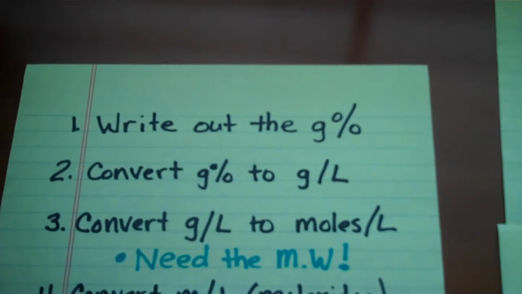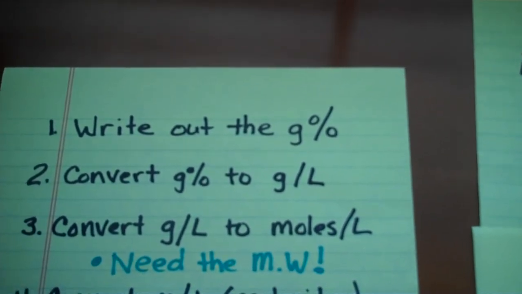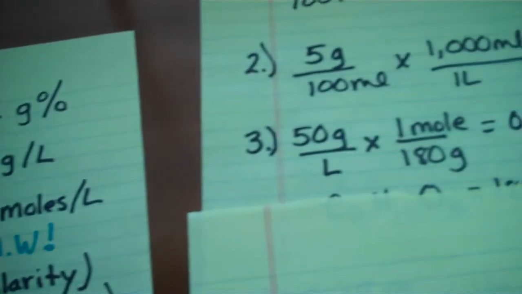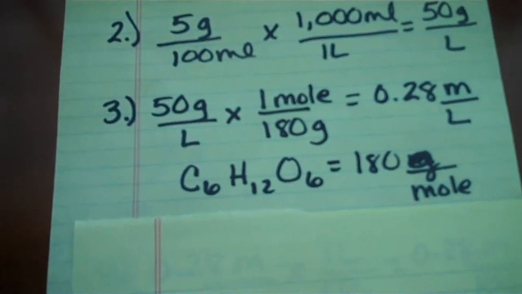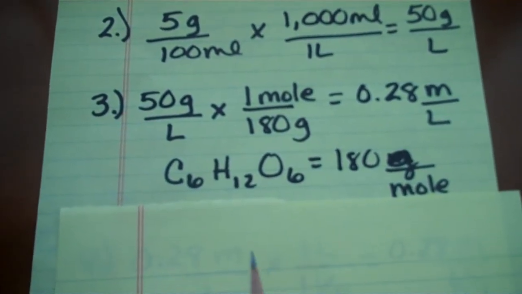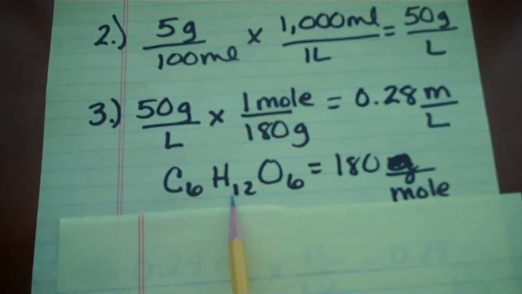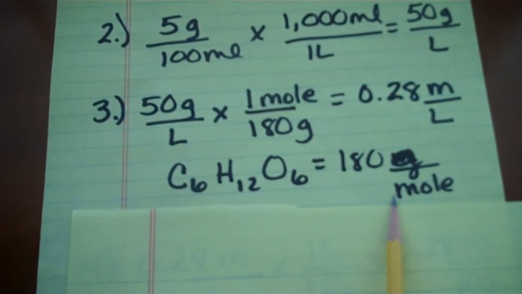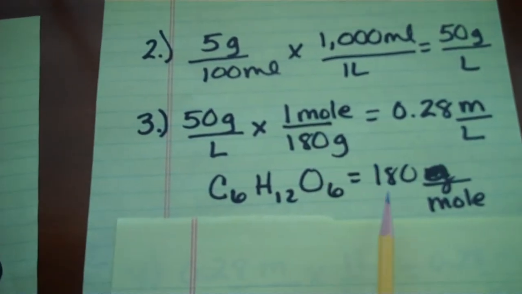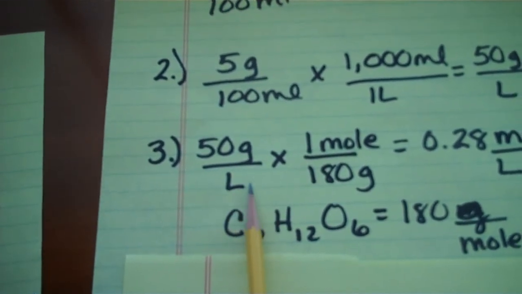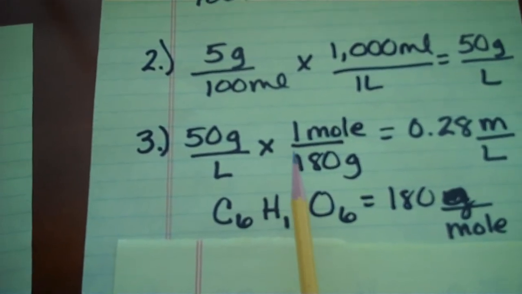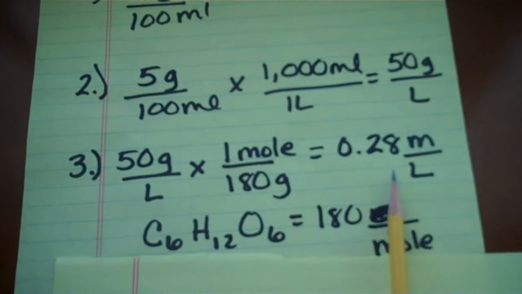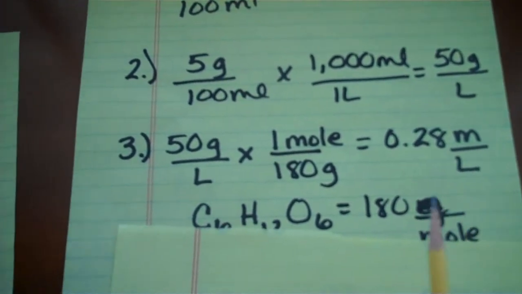Step 3. Convert the grams per liter to moles per liter. We need the molecular weight of glucose in order to do this. Glucose is C6H12O6. If we take the atomic weights for all of these carbons, hydrogens, and oxygen atoms, we would get 180 grams for every mole of glucose. Using this number, we take our 50 grams per liter and multiply by every mole has 180 grams worth of mass. This leaves us with 0.28 moles per liter.